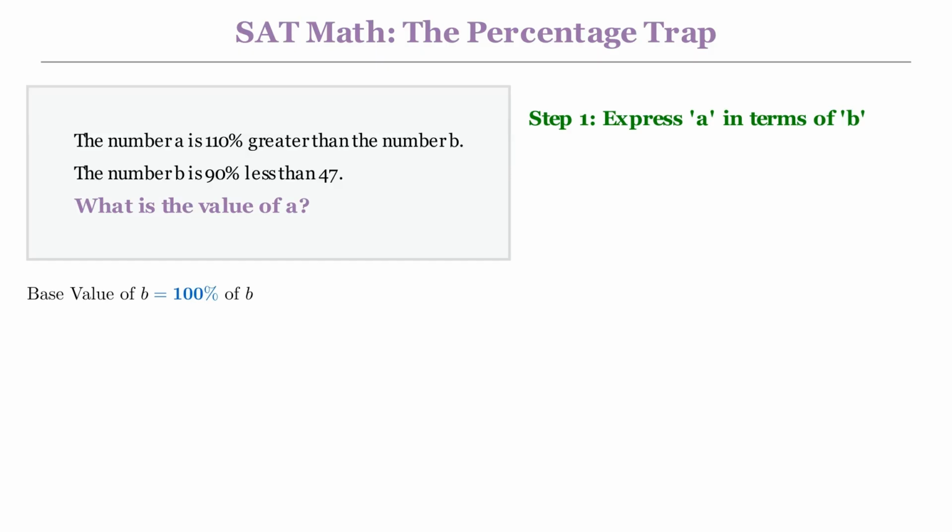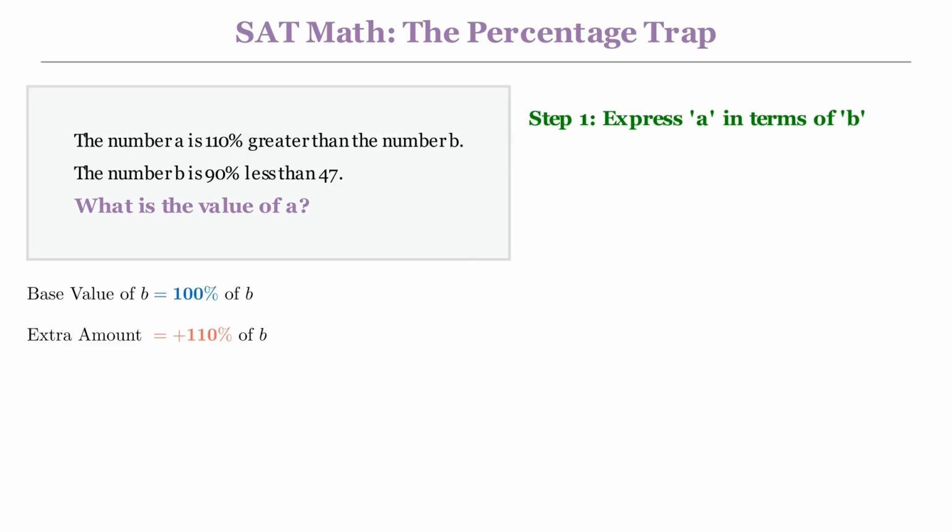If I have 100% of B, then I just have B. But A isn't just equal to B, it is 110% greater than B. So that means, in other words, the value of A is 100% of the value of B plus another 110% of B. Now combine them together. What is 100% plus 110%? It is 210% of B.